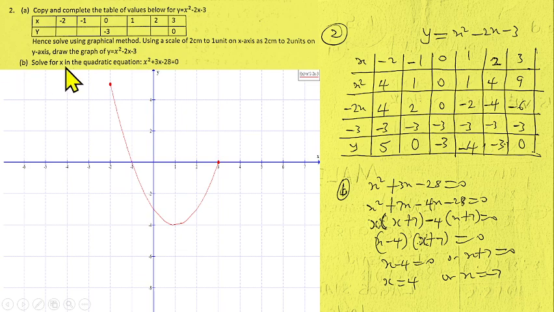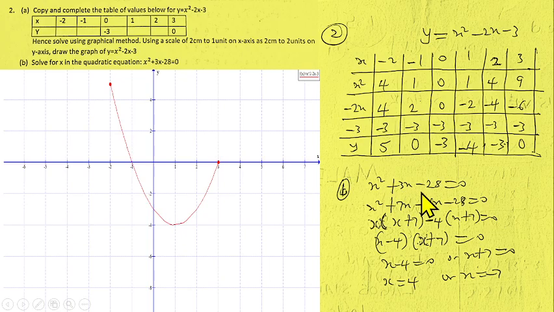Then question B, you have to solve the quadratic equation x squared plus 3x minus 28 equals 0. Now the issue is that we are not told to use this graph to solve it. If you were asked to use the graph to solve it, that would be another thing entirely. We are not asked to use this graph to solve this quadratic equation. Therefore you are at liberty to use any method you know of solving a quadratic equation.